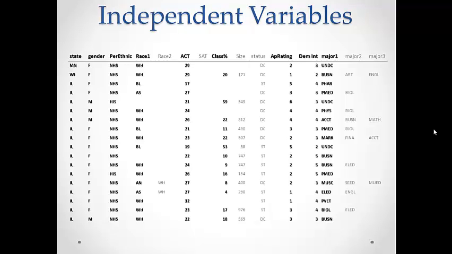For our independent variables, we have state, which is the state where the applicant is from, their gender, per ethnic, which is non-Hispanic or Hispanic. We have race 1, which is a more specific classification for the applicant's race. We have the applicant's ACT score, their class percentage in high school. App rating is the strength of the application. DemInt is the student's demonstrated interest in Augustana, and Major 1 is the planned major of the student.